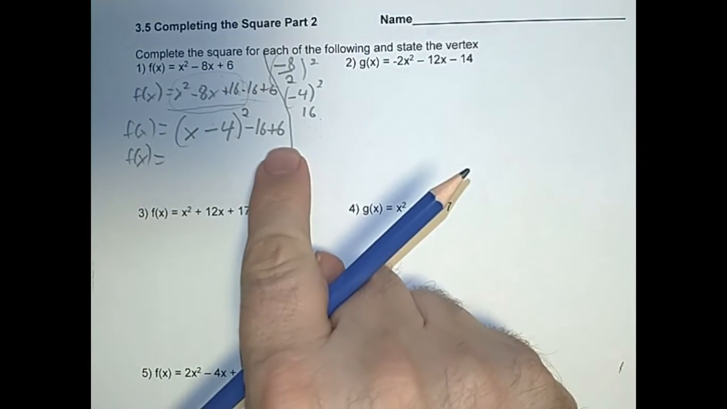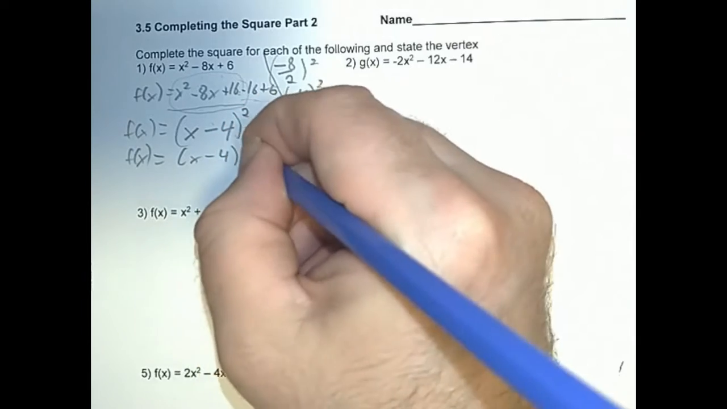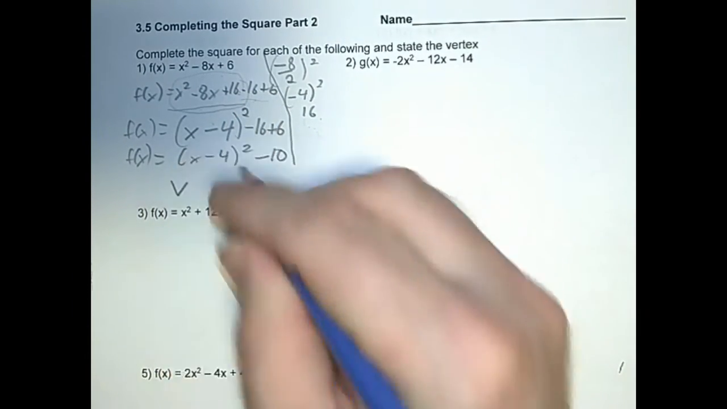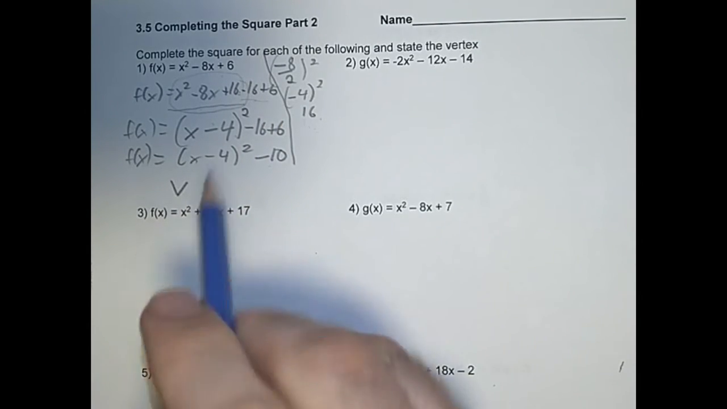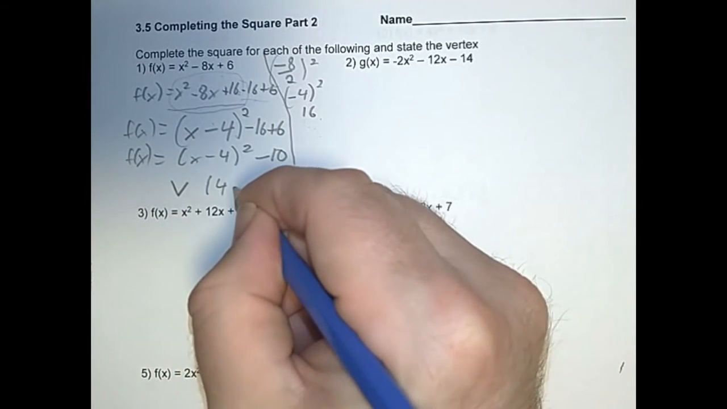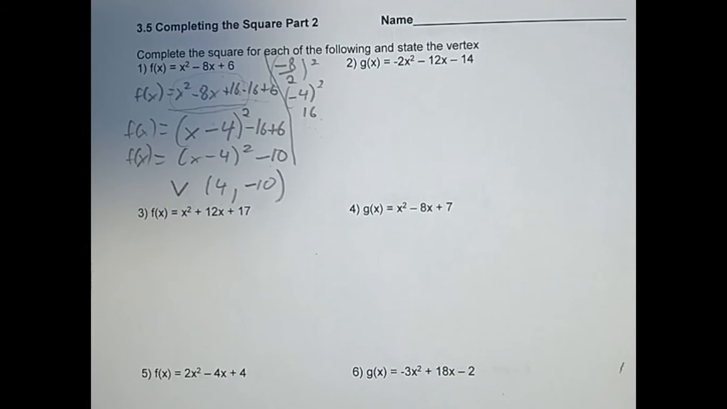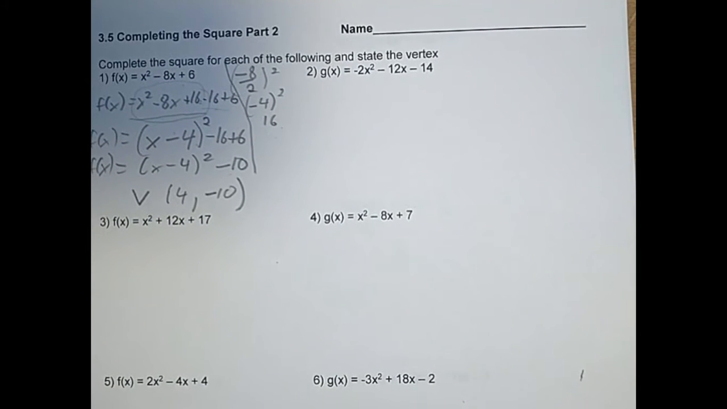Then we can put these two numbers on a calculator, and you get (x - 4) squared. When you put them on the calculator, you get minus 10. So for our vertex, -16 plus 6 is minus 10. So our vertex is (4, -10). And that was one of the easier ones. Now I'm going to do one of the harder ones. Then I'll get you guys to try these, and I'll put the answers up.